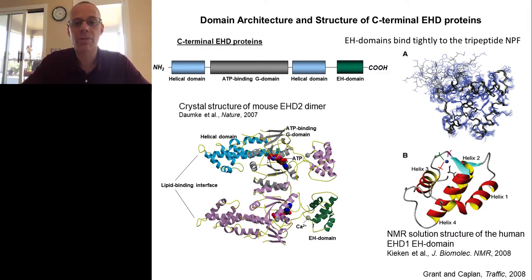We later solved the EH domain by NMR solution structure in order to address some specific questions about the EH domain and get a better understanding of how it differs from the EH domains found in other proteins from different families. And I'll be coming to that in a moment because it's an interesting thing. And so what we found is that there are some interesting differences between this EH domain, or actually the 4 EH domains of these C-terminal EHD family members, and EH domains in general.